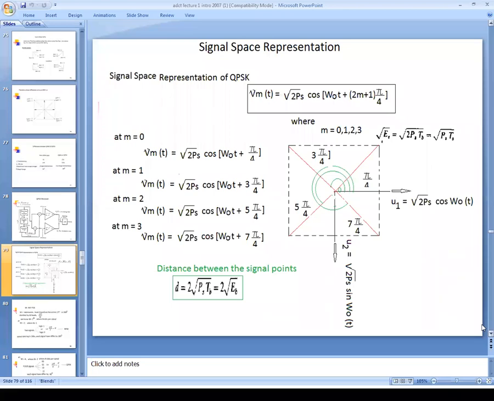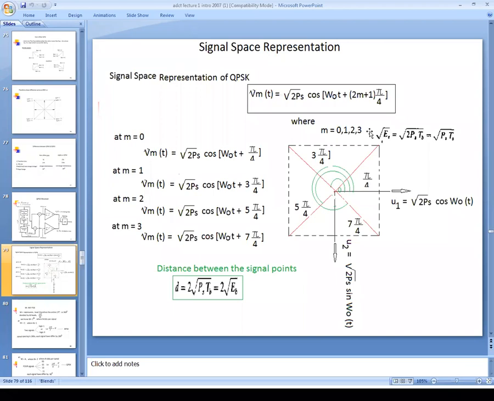Root 2 Ps cos omega naught t plus pi by 8, because M is equal to 8 and m is equal to 0: 0 into 2, 0 plus 1, 1 into pi by 8. That is the first signal, root 2 Ps cos omega naught t plus pi by 8. What is the second signal now? If M is equal to 8, the second signal is root 2 Ps cos omega naught t plus (2 into 1 plus 1), 3 pi by 8. So 3 pi by 8 is the second signal.